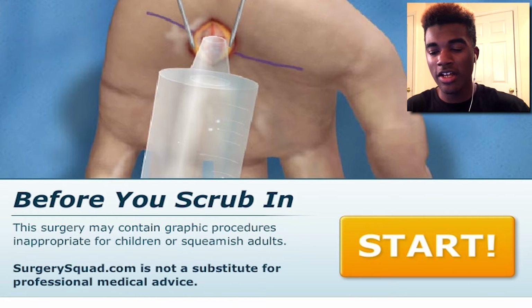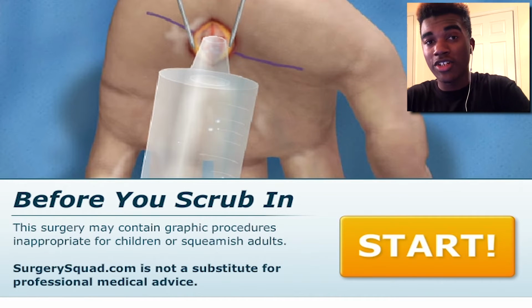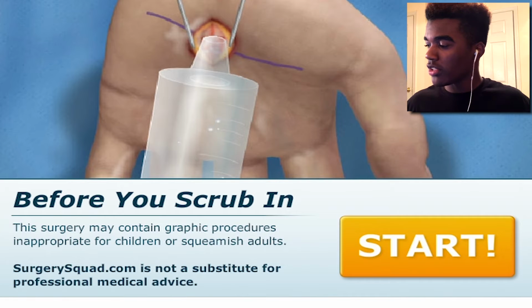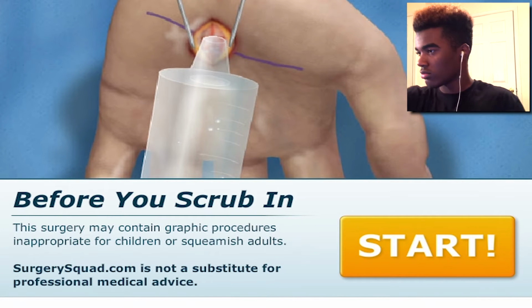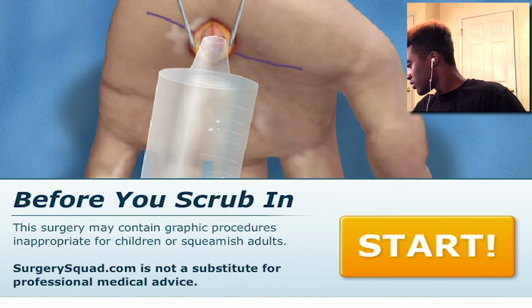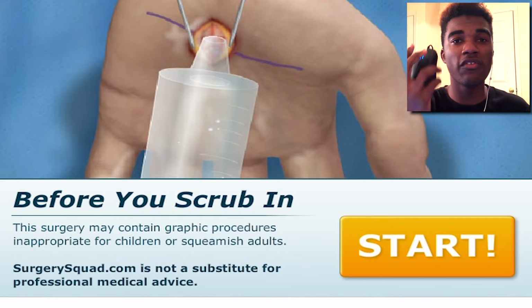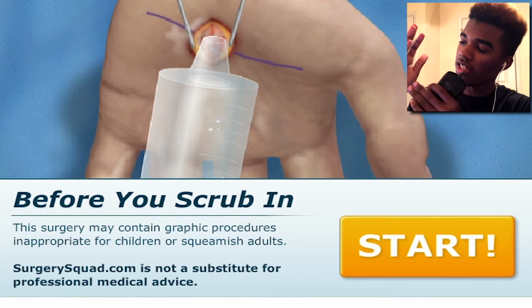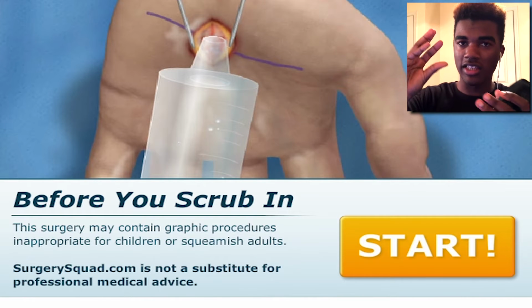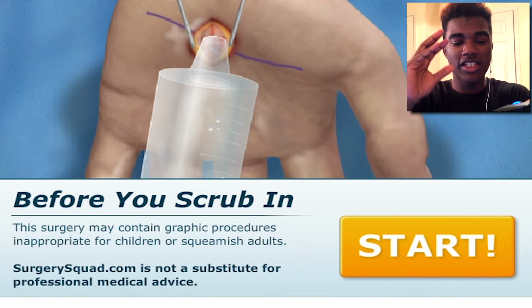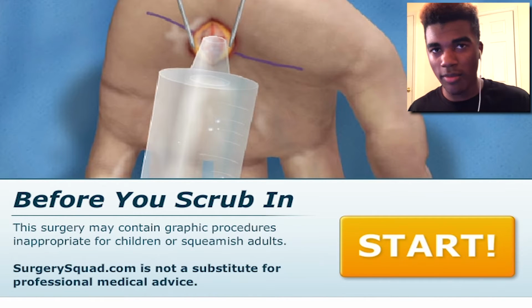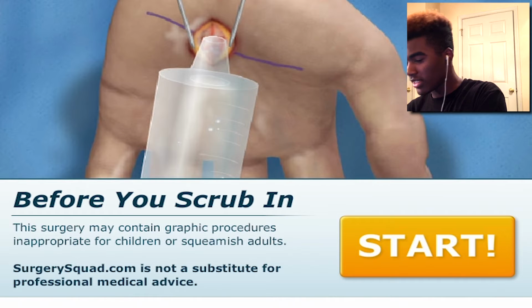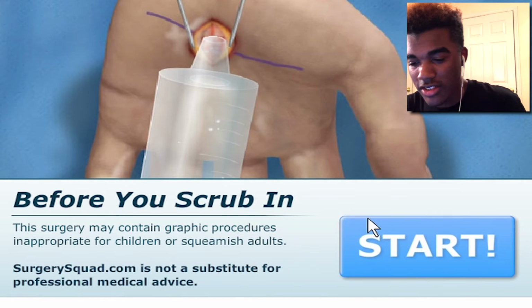Guys, today we'll be doing carpal tunnel surgery. Carpal tunnel is when you're using a mouse so very often that right here in your hand, because it's always like this, it creates a pain, it creates a problem, and yeah, that's basically it. So let's go ahead and get started into the surgery.